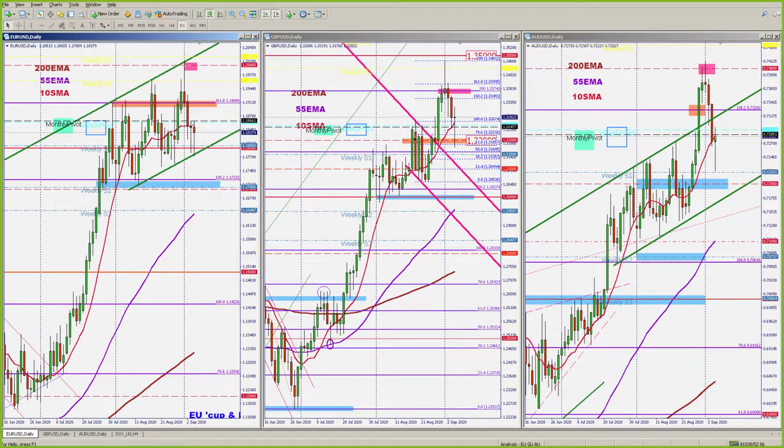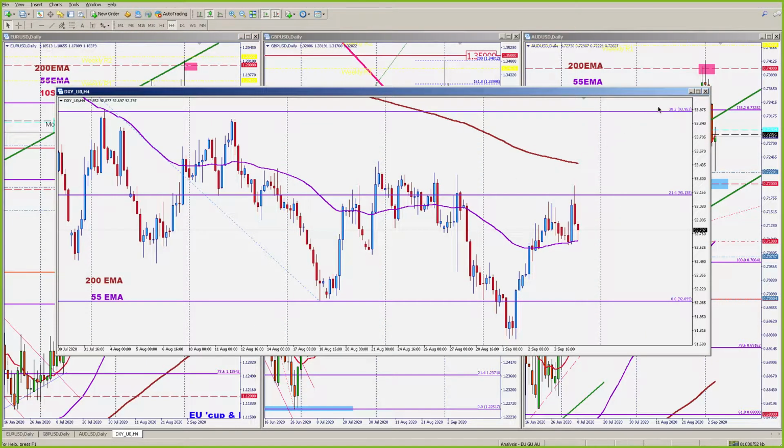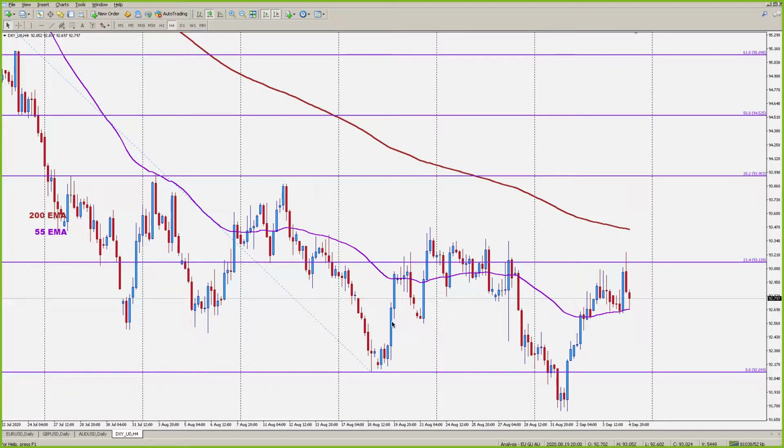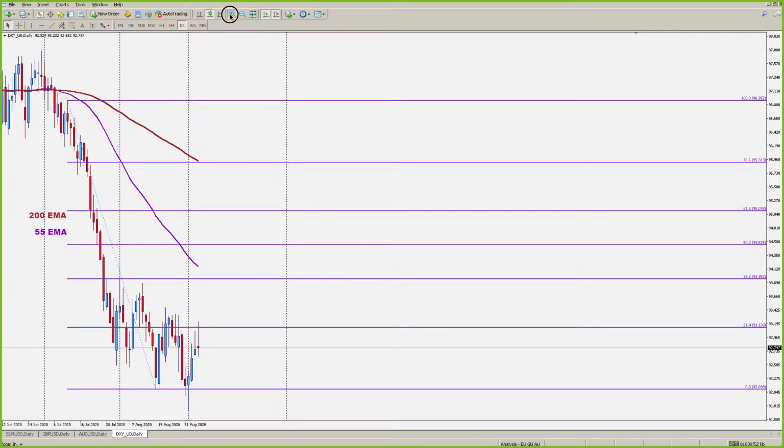And if you look across all the three majors, they have been retracing from midweek, which suggests that the US dollar index has been attempting to recover and climb back up. Let's just take a quick look at the US dollar index, the DXY. There's the 4-hour time frame, and let's switch to the daily time frame here.